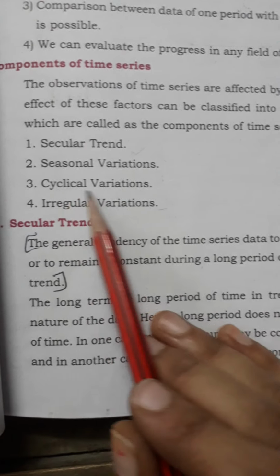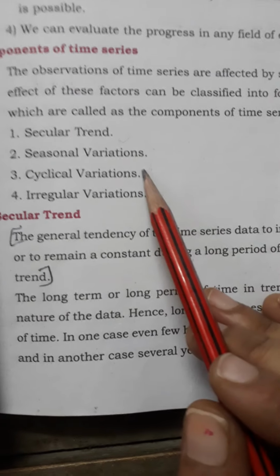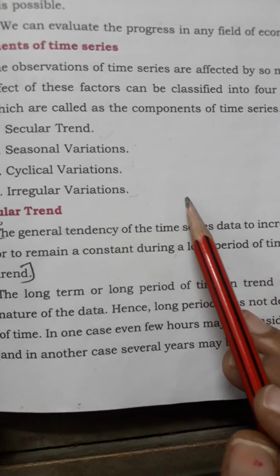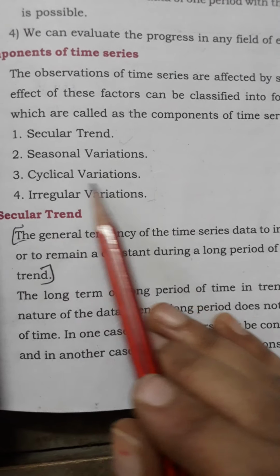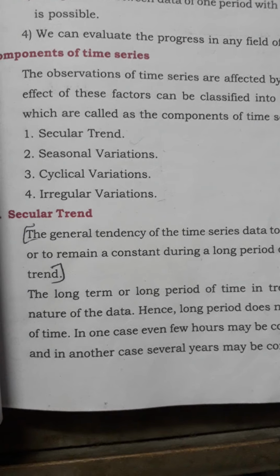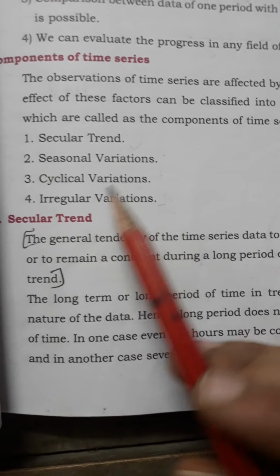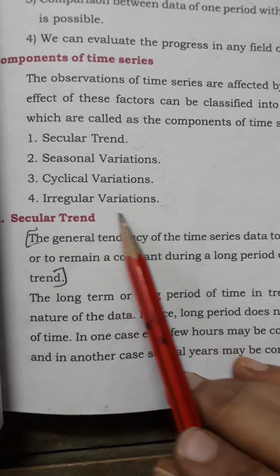Cyclical variation means variations upward in a cyclical movement. Cyclical movement means prosperity, decline, depression and recovery, that is called cyclical variation. Irregular variation means unexpected events, sudden changes in the death rate, sudden changes in the climate and all, it is called irregular variations. Okay, so these four are the components of time series.